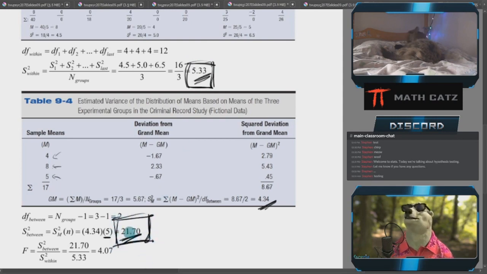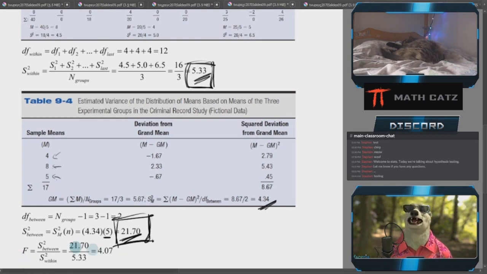Now, just because this looks much bigger than that doesn't tell us how much bigger is big enough to qualify as being significantly different in terms of the underlying populations. That's why we have a distribution that we measure these against. So when we calculate the ratio here, the between estimate over the within estimate, we get our F score.